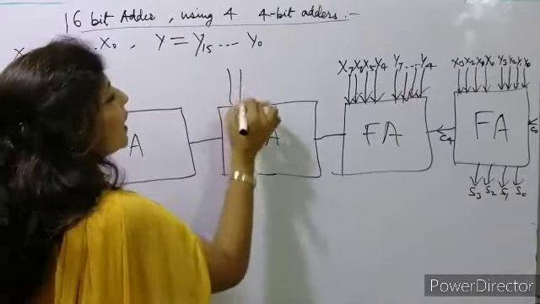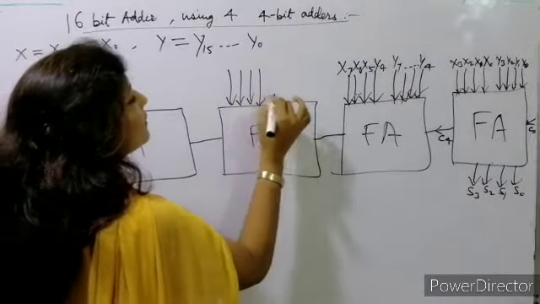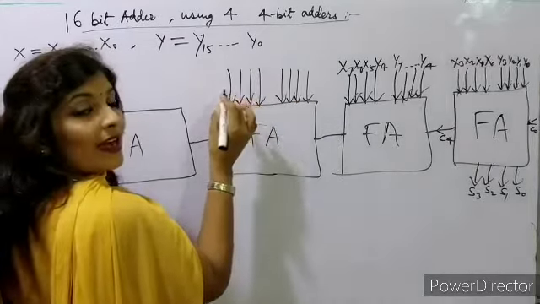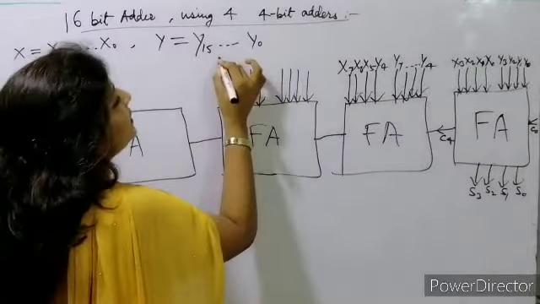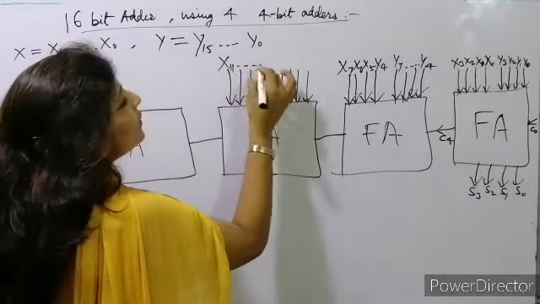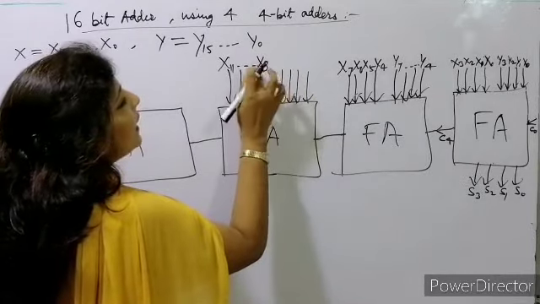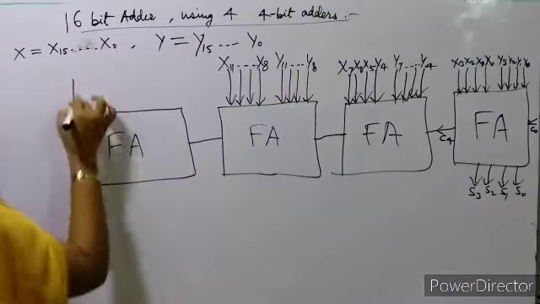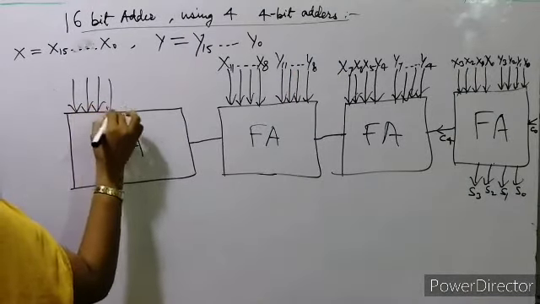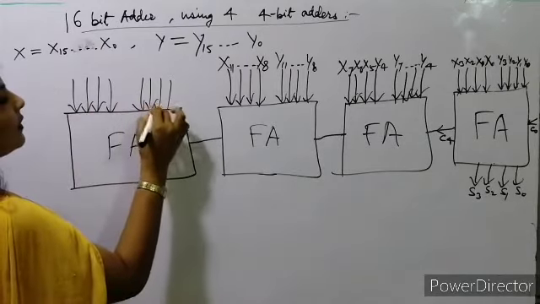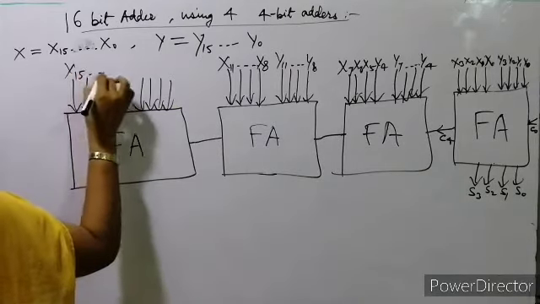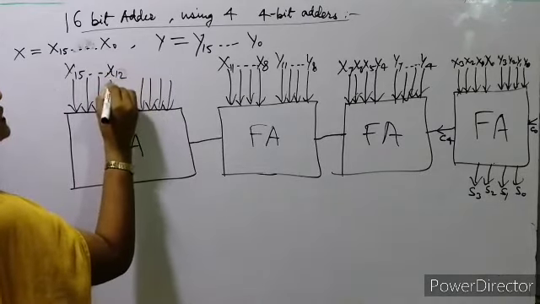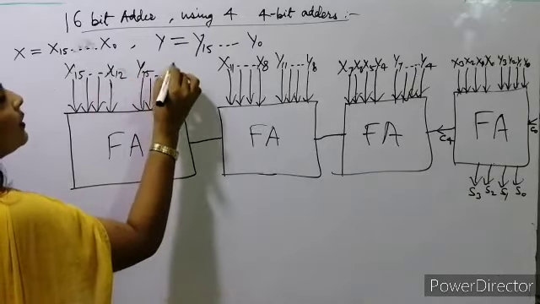Similarly 1, 2, 3, 4, and 1, 2, 3, 4. How far will we go? Up to 12. So x11 to x8, that is 8, 9, 10, 11, and y11 to y8. Similarly, again 4 bits here: x15 to x12, and y15 to y12.